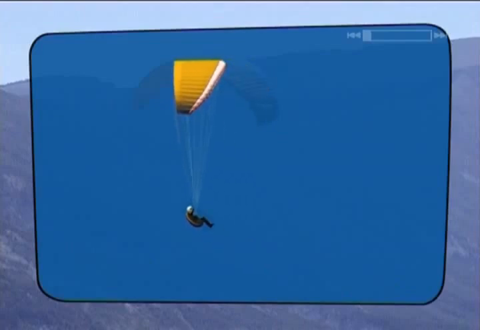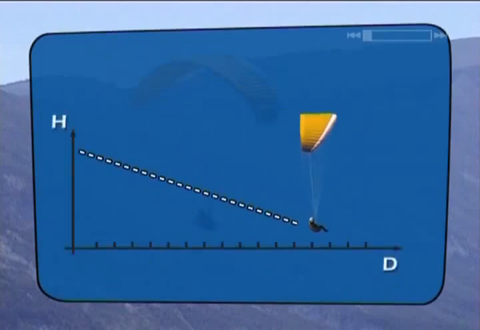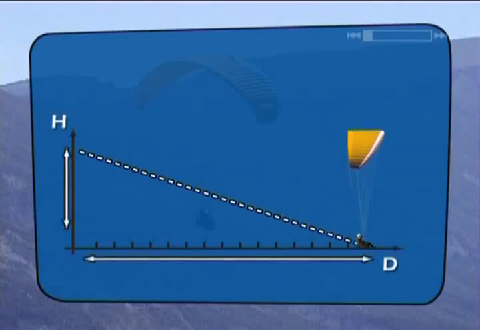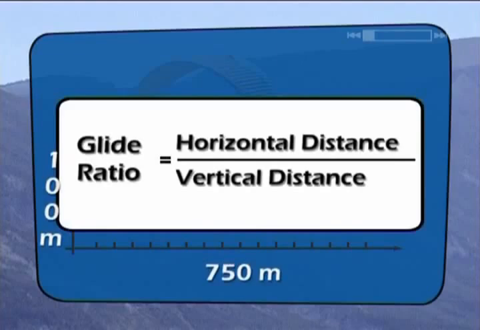These ratios are obtained by dividing the horizontal distance covered by the vertical distance lost. In this example, 750 meters divided by 100 meters gives us a ratio of 7.5. As you may have guessed, the greater the horizontal distance is, the greater this ratio will be, and the longer you'll glide.